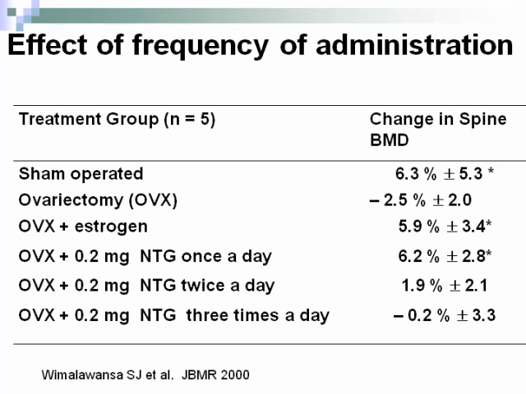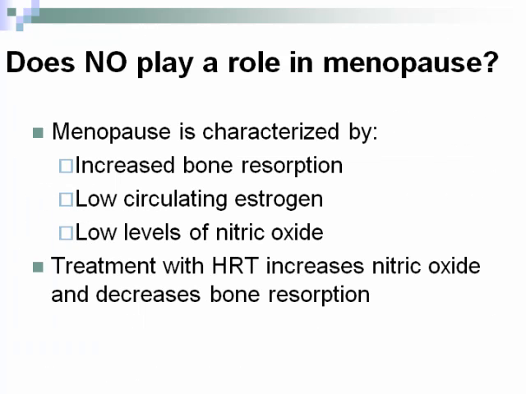However, if they were given nitroglycerin twice a day or even 3 times a day, the effect on bone mass, the protective effect, was lost. So this demonstrates that the bone seems to have a tachyphylaxis to nitric oxide, similar to the heart.